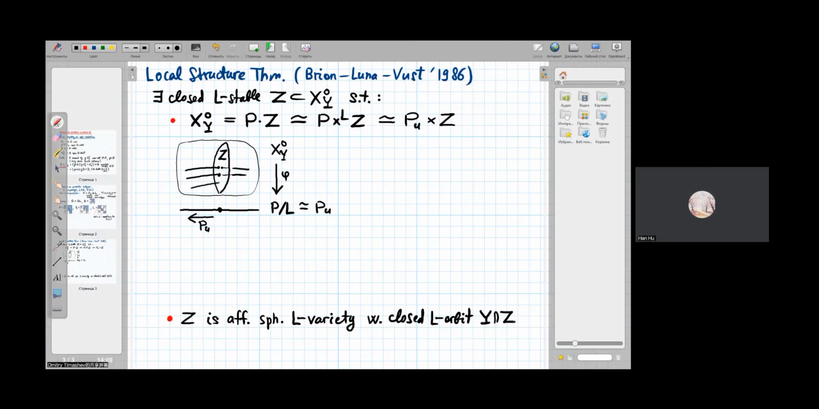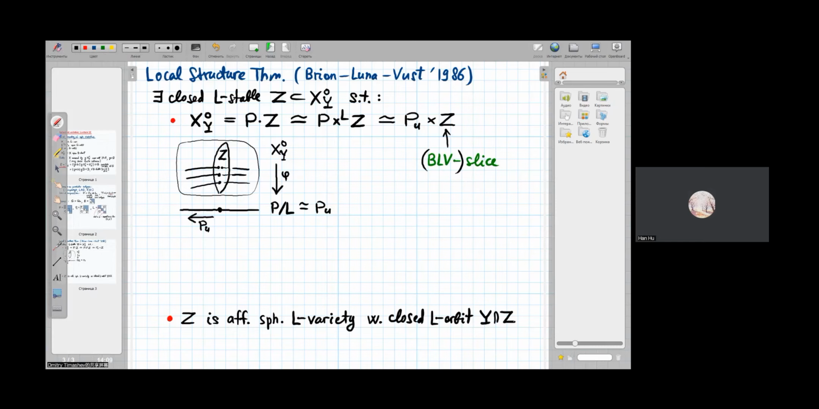Okay, so the picture is something like this. These are PU orbits. So this shows the direct product structure of this open B chart. And this subvariety Z is called a Brion-Luna-Vust slice. For short, we'll write it as BLV slice. It is a cross-section for the PU orbits in the open B chart. Sometimes we'll drop this abbreviation and call it just a slice.